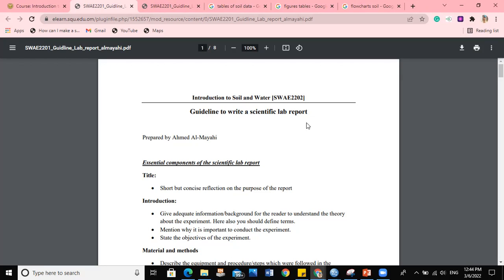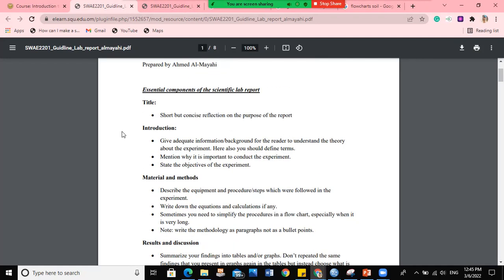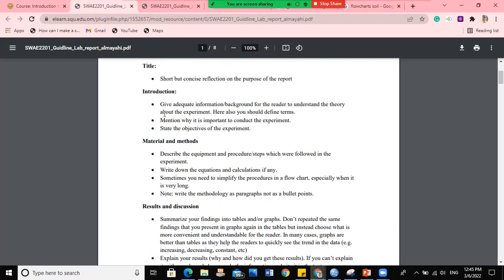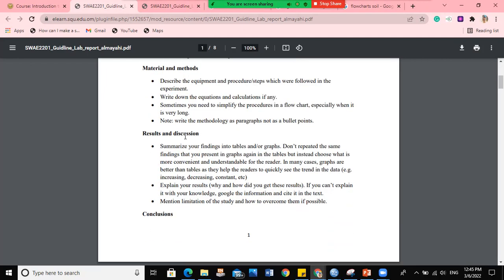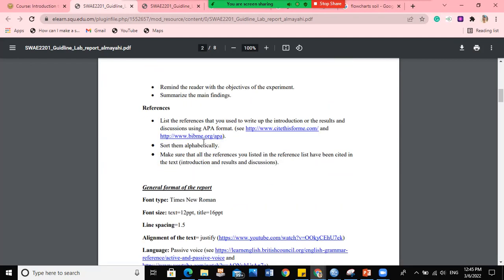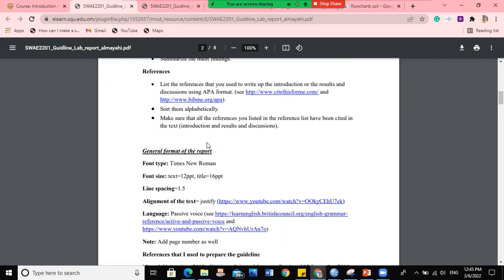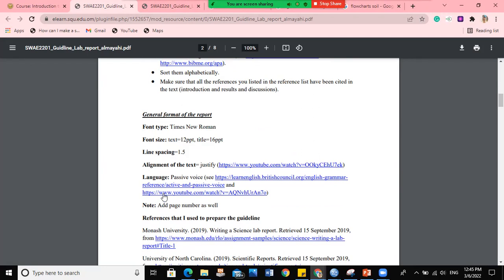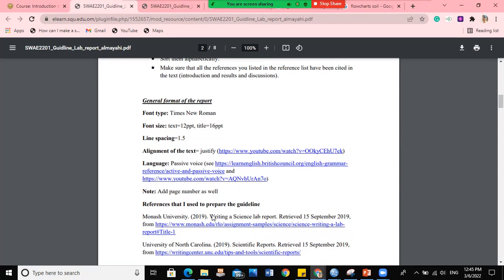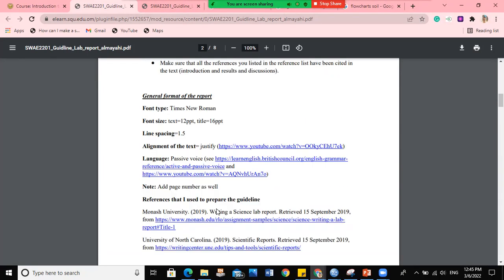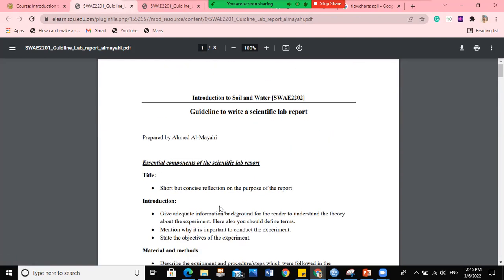So what are the components of the lab report? There are several components. Basically, you need a cover page with the title, your course information and the group information. Then you should have an introduction, materials and methods, results and discussion, conclusion, and finally references. There are also certain formattings that you have to apply in order to get a very nice lab report. Now, let us go step by step.